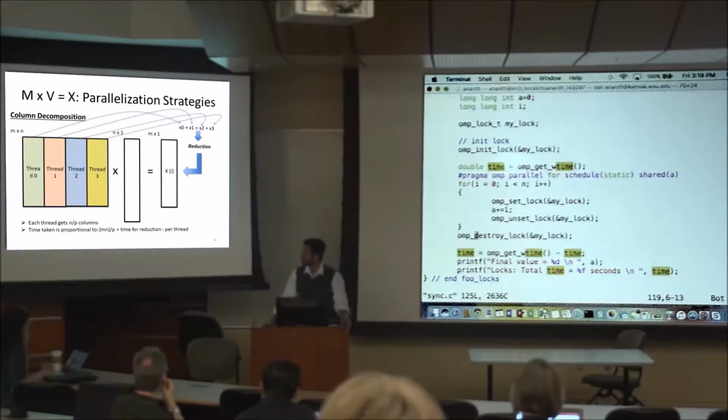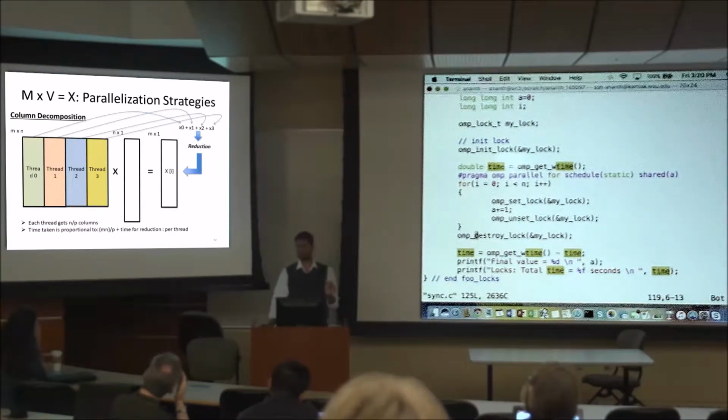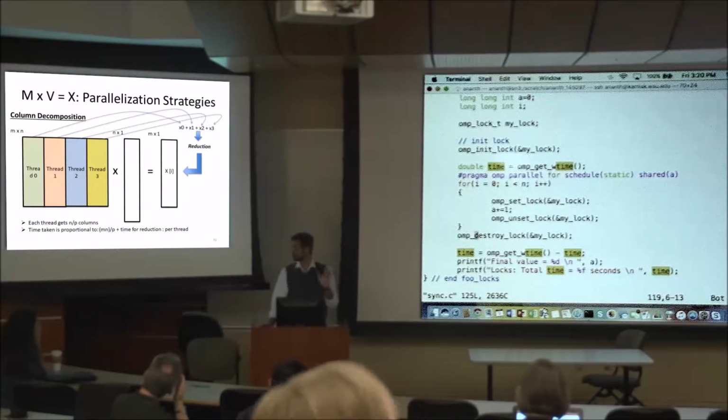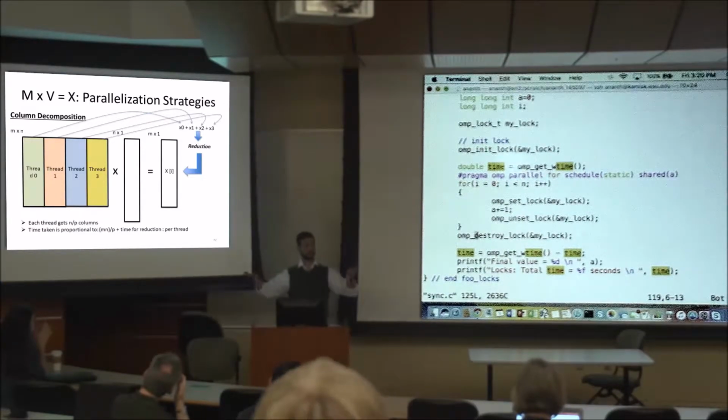So here the time taken for each thread is proportional to mn over p plus the time required for reduction. But fortunately, reduction is a low cost operation. It's log p. So you would still see this code scale, but not as well as the previous code, okay? So these are two high level strategies you can deploy.